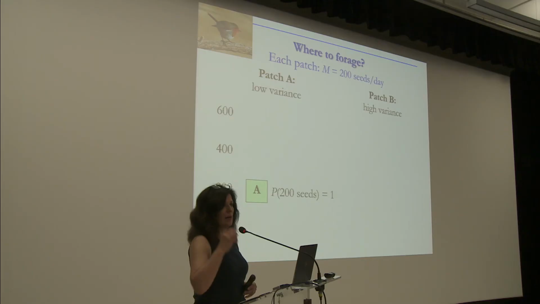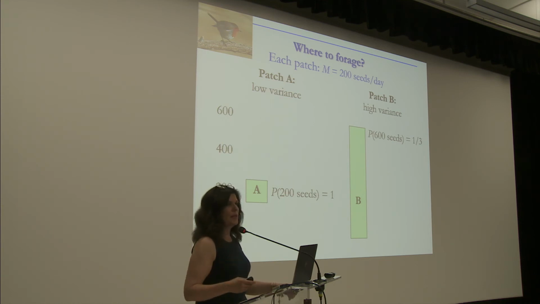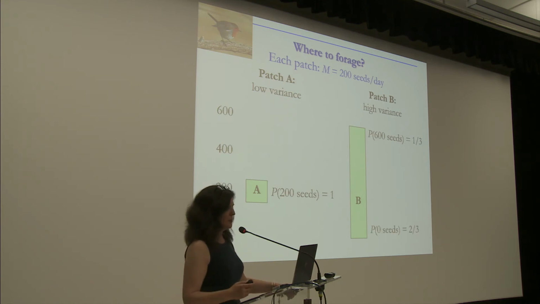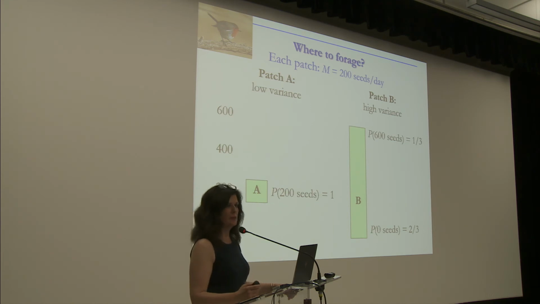So here's a bird. And this bird's decision is, where should I forage today? There's two patches, A and B. And each patch has the same expected value, 200 seeds a day. So this is patch A. The bird will have 100% chance of getting 200 seeds if it forages on patch A. Here's patch B. This is a high variance patch. There's a probability of 1/3 that it'll get 600 seeds, and a probability of 2/3 it'll get nothing.